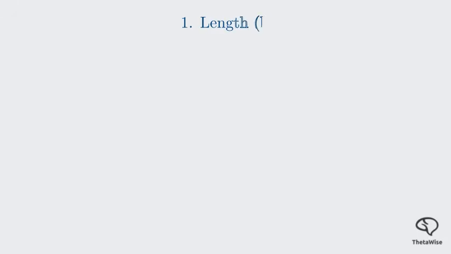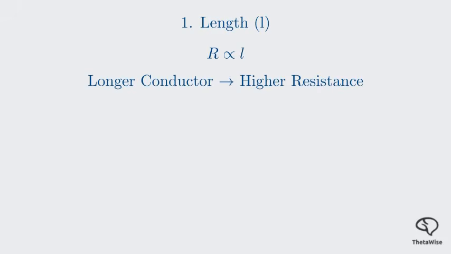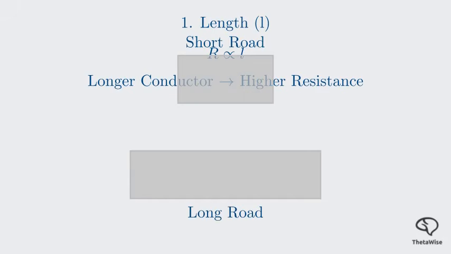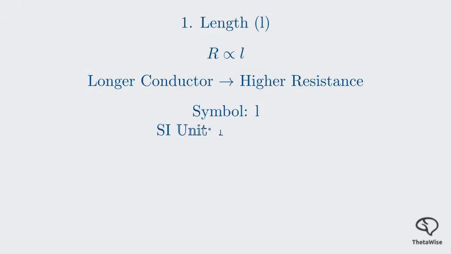Our first factor is length, L. The resistance of a conductor is directly proportional to its length. This means that if you double the length of a wire, you also double its resistance. Imagine a long, narrow road. It's harder to get from one end to the other than it is to cross a short, wide road. Length is represented by the symbol L and is measured in the SI unit of meters, or m.